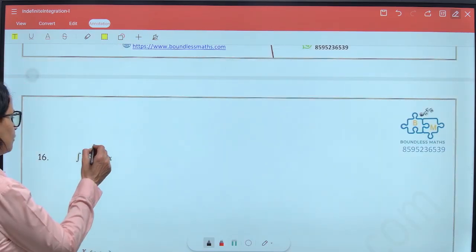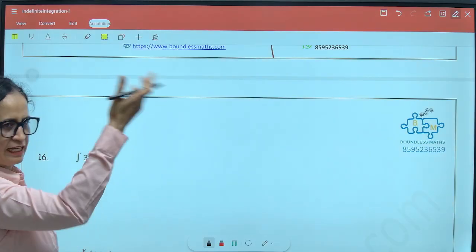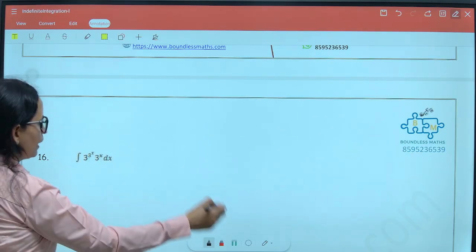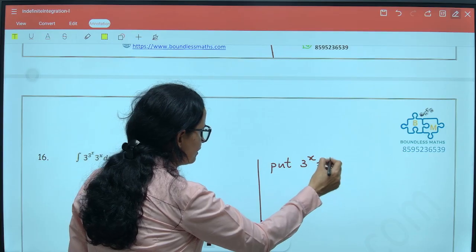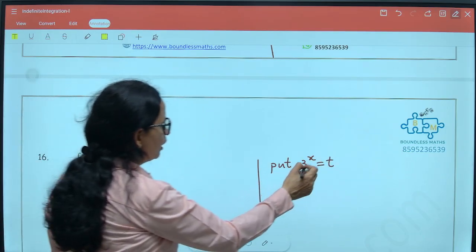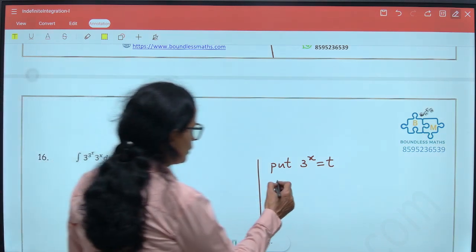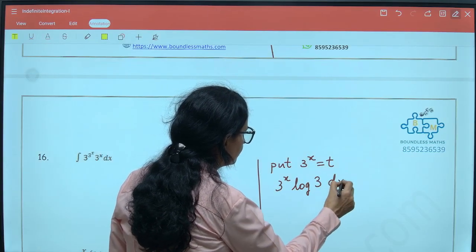It is 3 to the power 3x into 3 to the power x dx. Now here, because 3 to the power x is in the exponent form, base is 3, 3 to the power 3x, so you can put 3 to the power x as t. Now how does it work? How do you differentiate 3 to the power x? What is the derivative of 3 to the power x? Yes, it is 3 to the power x log 3. So it is 3 to the power x log 3 dx equals dt.